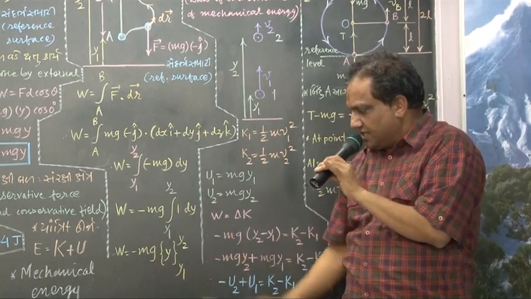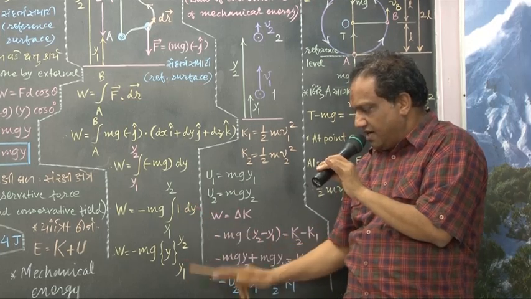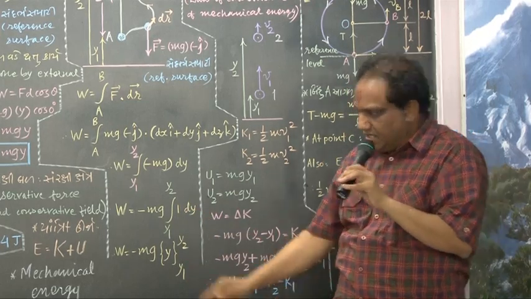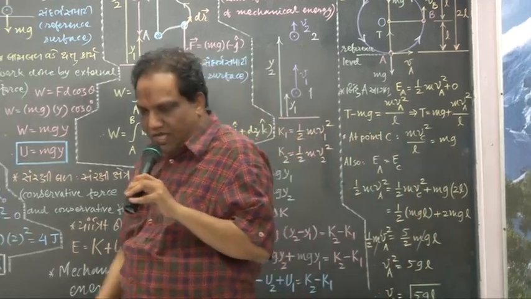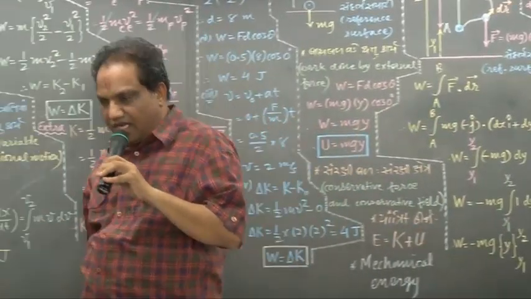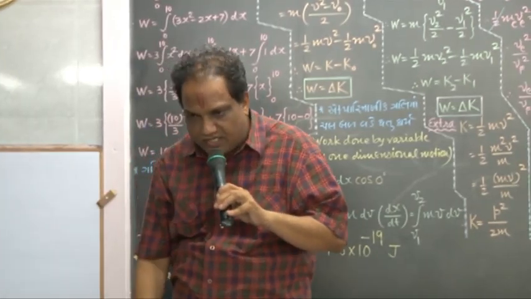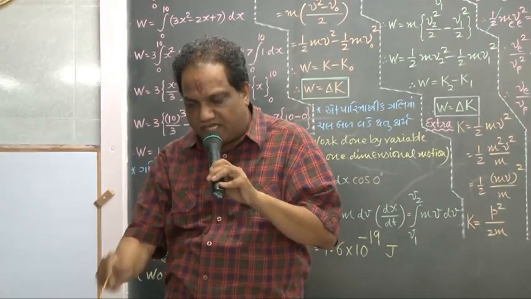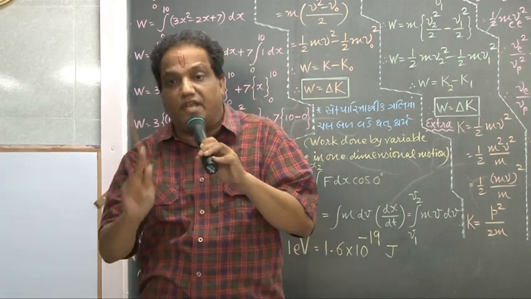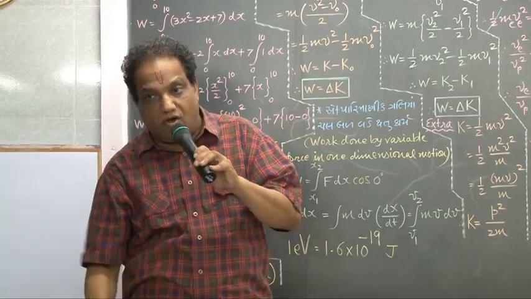Minus mg as it is. Integration of 1 dy is y. Just now you wrote in the notes that integration of 1 dx is x. Then integration of 1 dy is y. How?